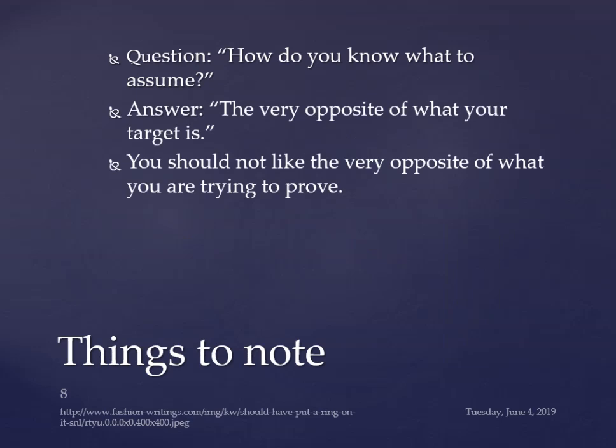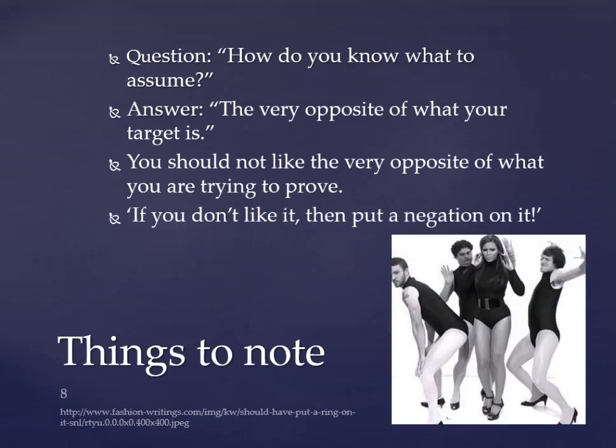The opposite of what you're trying to prove is the negation of what you're trying to prove, and you want to eliminate that from any kind of contention. So I have a little silly phrase here. I don't know if this will stick. It's a little mnemonic device, but if you don't like it, then put a negation on it. You should not like the very opposite of your target, so you should reduce it to the absurd if you have to, and if you can.